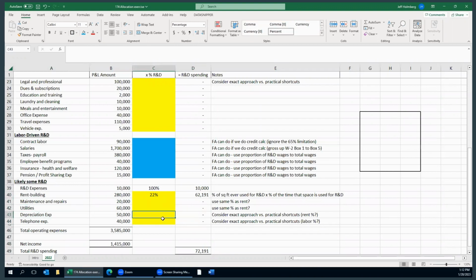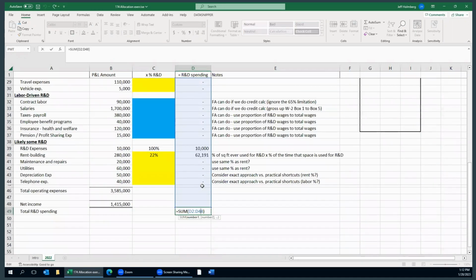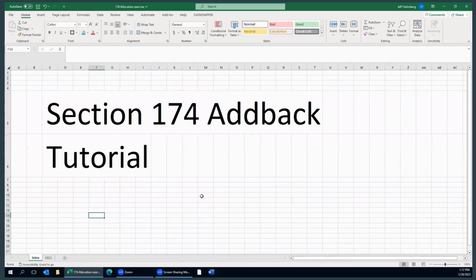And then depreciation. Well, again, in a perfect world, you'd look at which machines or assets are being depreciated, look at each one and say, is the entire machine necessary for R&D or not at all necessary for R&D, or sometimes, and that could get really tedious really fast. So again, it would make sense to come up with some sort of judgment call or practical shortcut there. So there you have it. This 174 exercise, after you're done with all the percentages, gives us an estimate of R&D spending that we can use to say that we've done our due diligence and looked at the 174 Addback.